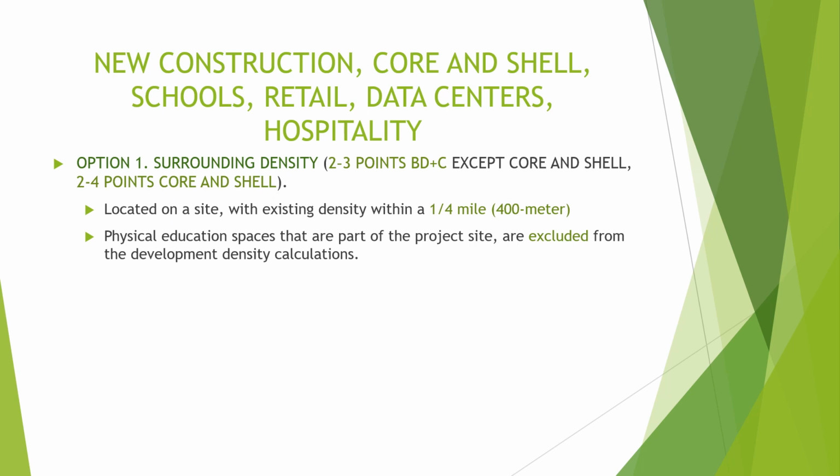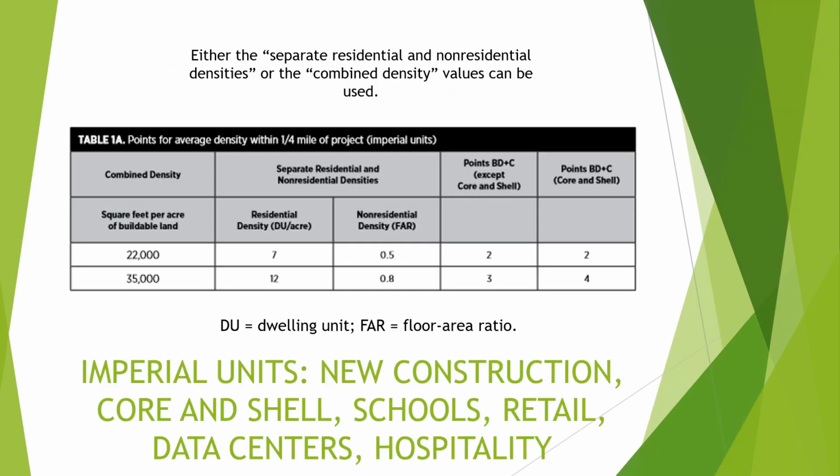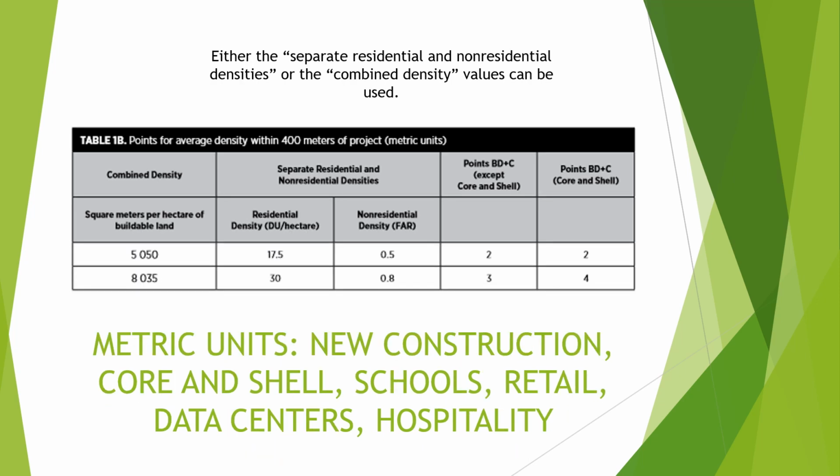Buildings that fall under the BD+C category, such as New Construction, etc., except Core and Shell, can earn 2 to 3 points upon fulfilling this criteria, whereas buildings under Core and Shell can earn 2 to 4 points after the fulfillment of these criteria. These are the values that the building has to meet to gain the required LEED credits. Either the values under separate residential and non-residential densities can be used for calculation, or the combined density values can be used, but both can't be used together. The same information mentioned in the previous slide is applicable to the values in metric units in this table.